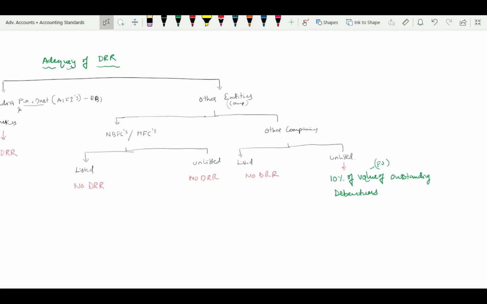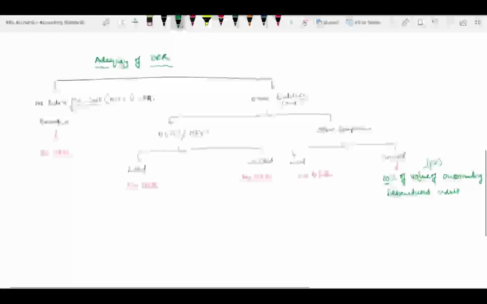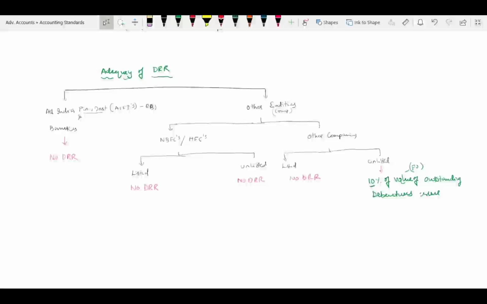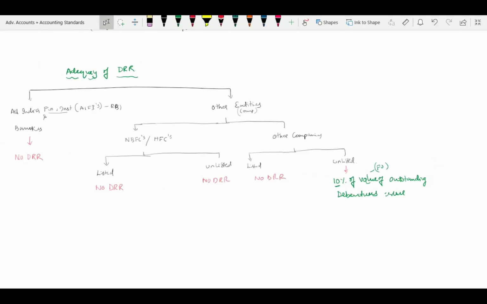Face value of outstanding debentures. Outstanding debentures issued. So this is only for other entities. That means it should not be financial institutions, banks, NBFCs or HFCs, whether listed or unlisted. Even for other entities, if it is listed, DRR is not required to be created. Only for unlisted other entities are you supposed to create a 10% DRR on the value of debentures outstanding at the beginning.